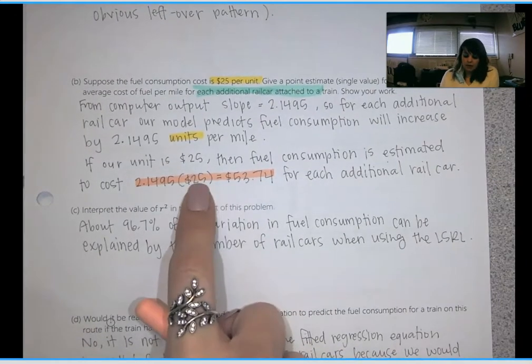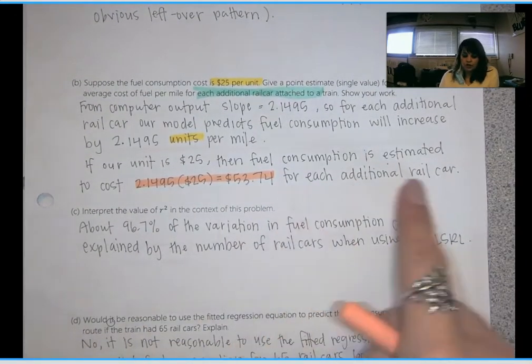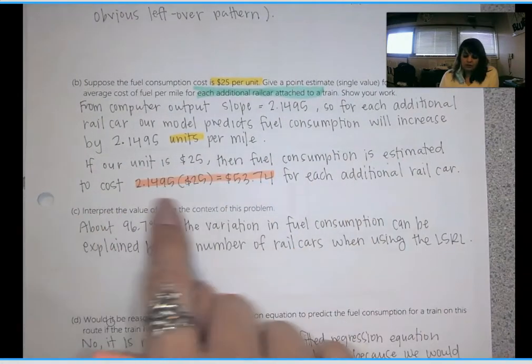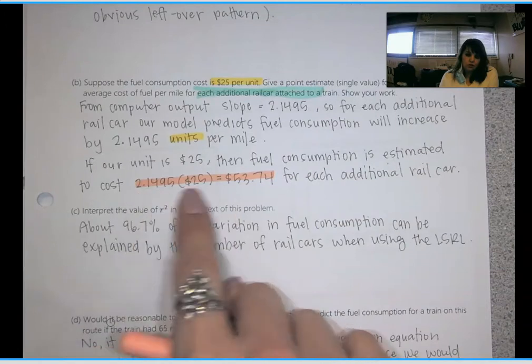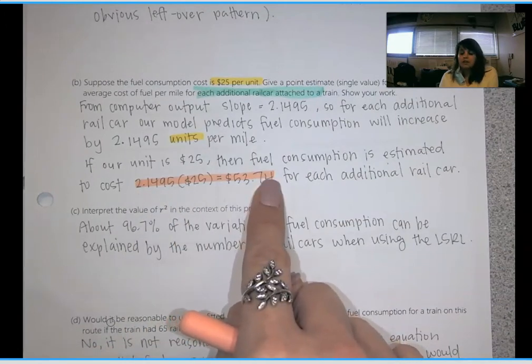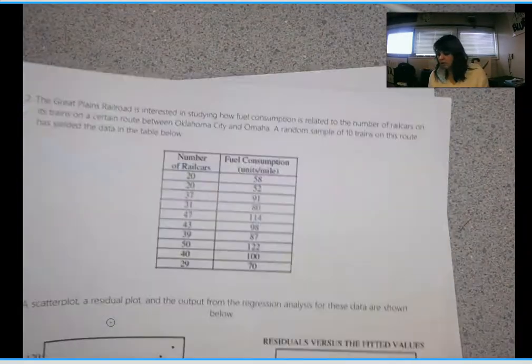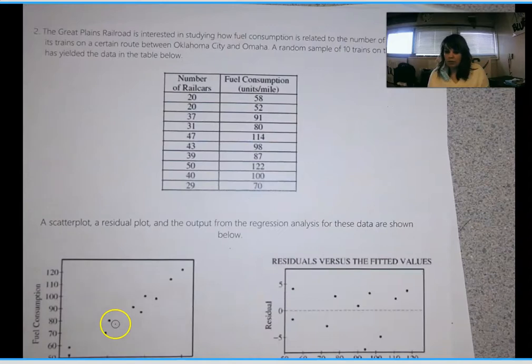That's what they mean by show work. You should say, for each additional rail car... I'm not even sure you need to have all this. I literally think that you could have just done what I have highlighted here and gotten full credit. So that is all of our review problems.